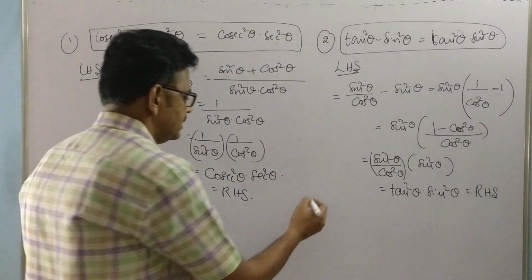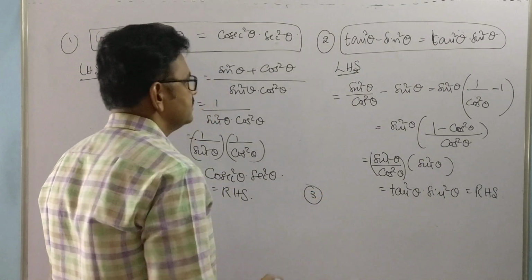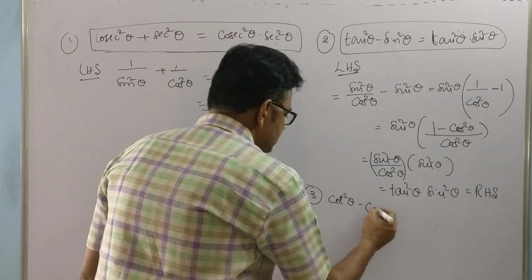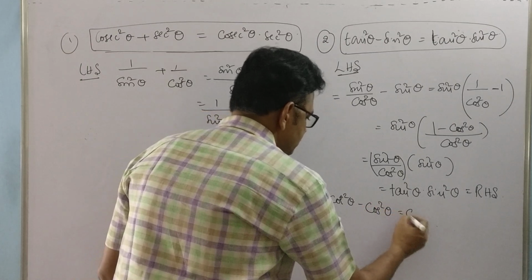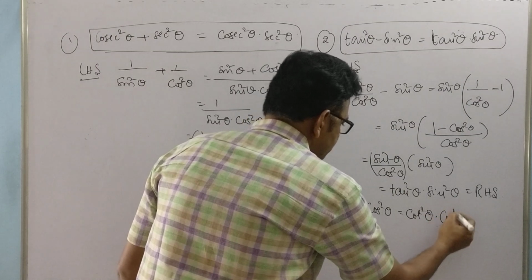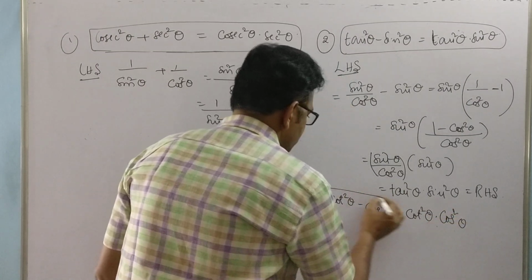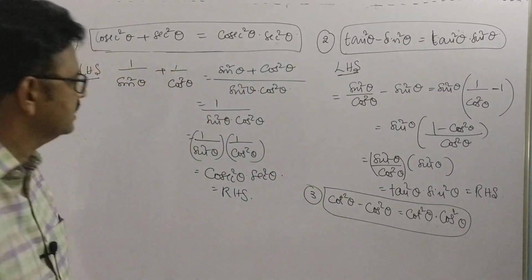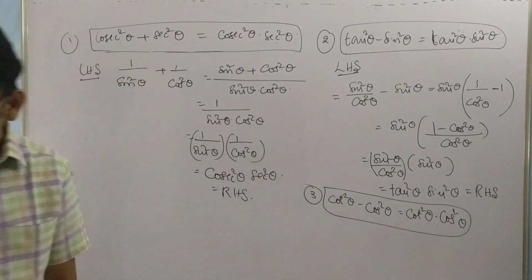And also similarly, cot square theta minus cos square theta is equal to cot square theta into cos square theta. So this is also one result. Okay, write down these points.